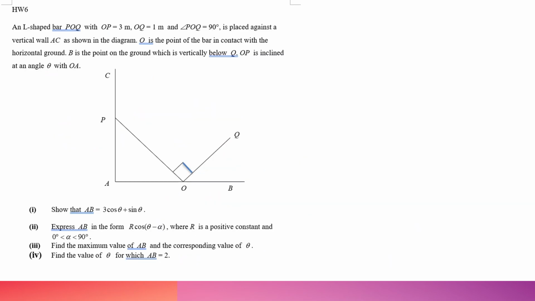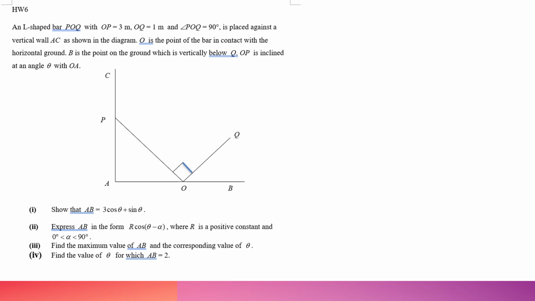Congratulations, we've finally come to the last question of the whole video. But I would really encourage you to challenge yourself to solve these questions on your own. I can give you a little bit of a hint. You're asked to show that AB is 3 cos theta plus sine theta. What are you given here? Are you given any angle theta?